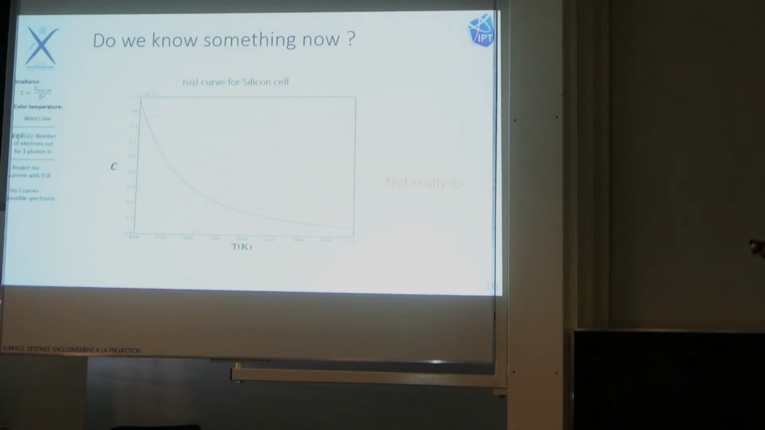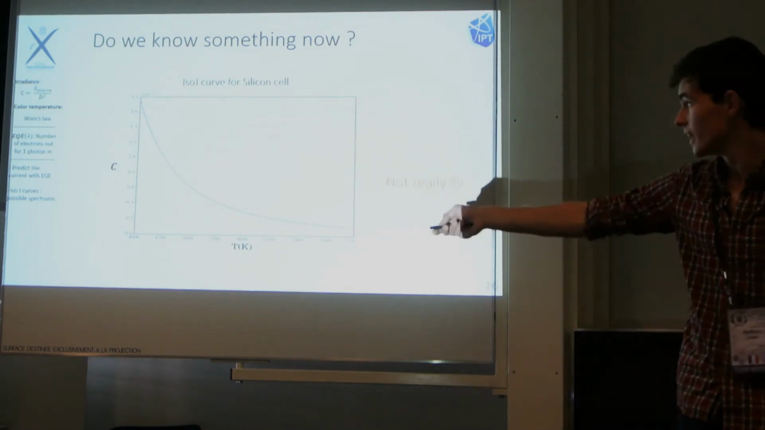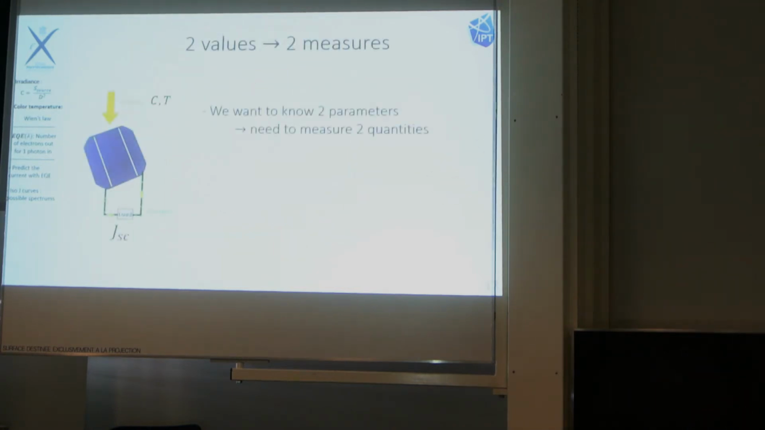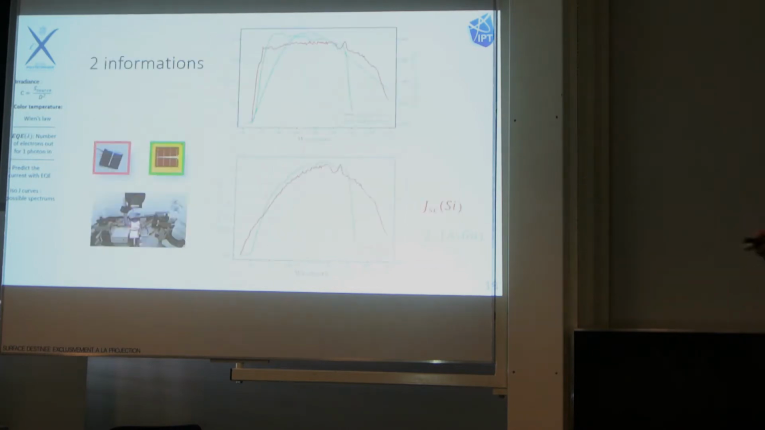In fact, we don't really know, because there are many color temperatures that can correspond and many irradiances too. So what do we need to do? We could have predicted this, because we want to know two parameters and we measure only the current. So now we need another solar cell with a different quantum efficiency to measure another current. So we take a different technology. This is silicon. We take another technology, which is gallium arsenide. We measure the quantum efficiency, so the spectral response, and now we have two pieces of information.